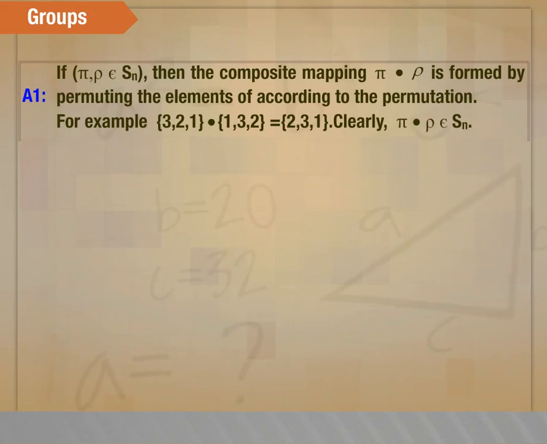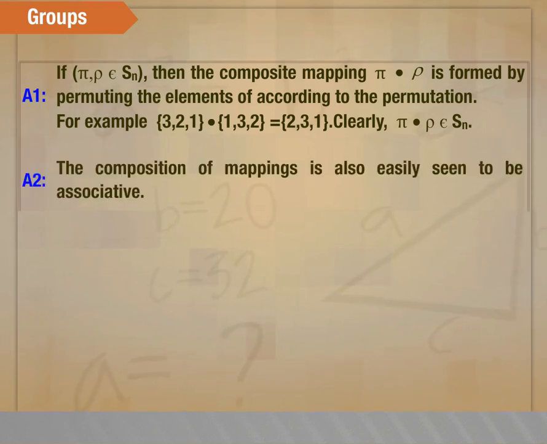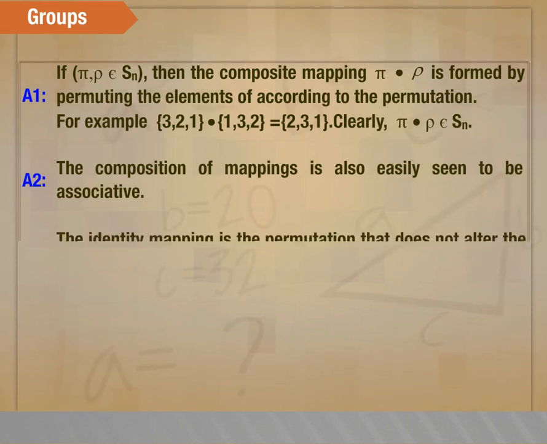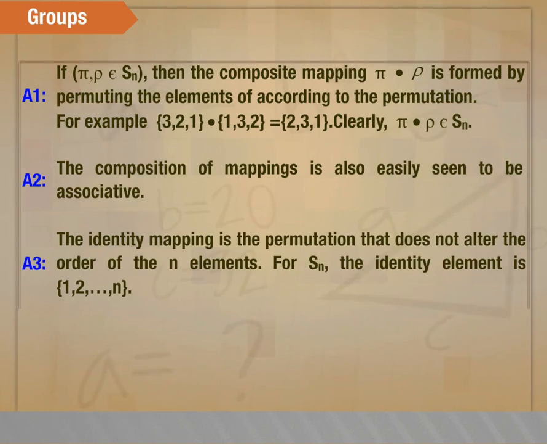A1. If π, ρ belong to S_n, then the composite mapping π · ρ is formed by permuting the elements of ρ according to the permutation π. For example, {3,2,1} · {1,3,2} is equal to {2,3,1}. Clearly, π · ρ belongs to S_n. A2. The composition of mappings is also easily seen to be associative. A3. The identity mapping is a permutation that does not alter the order of the n elements. For S_n, the identity element is {1, 2, and so on up to n}.